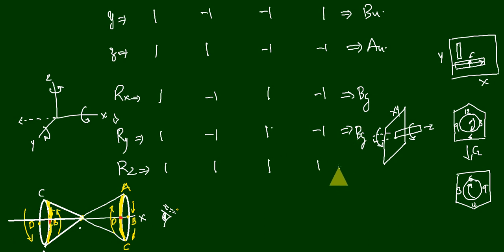And Rz corresponds to 1, 1, 1, 1. That is equal to Ag. Okay. So we can say that Rx transforms as Bg, Ry transforms as Bg, Rz transforms as Ag. Each of them transforms independently.